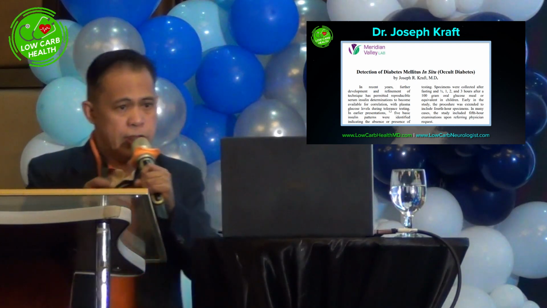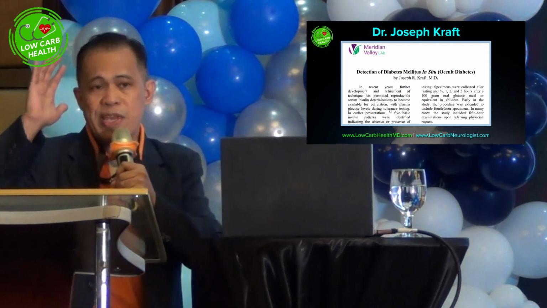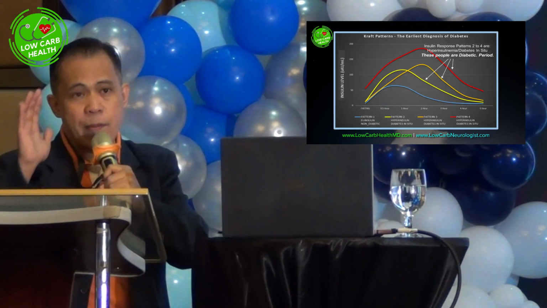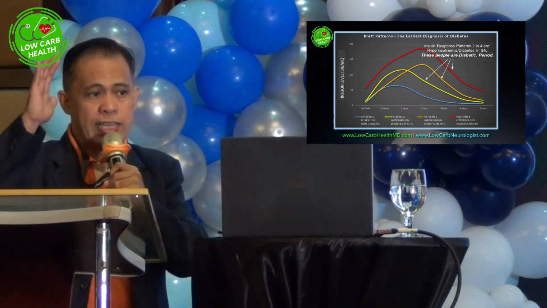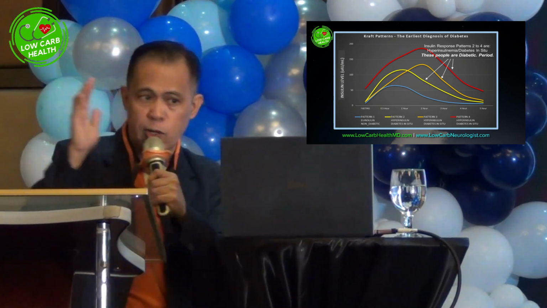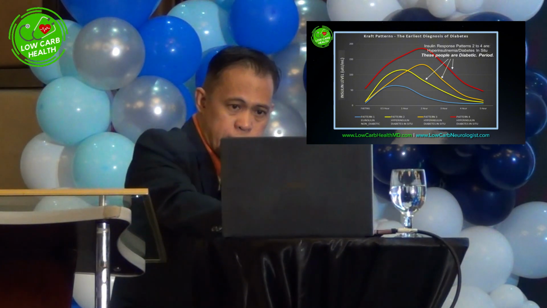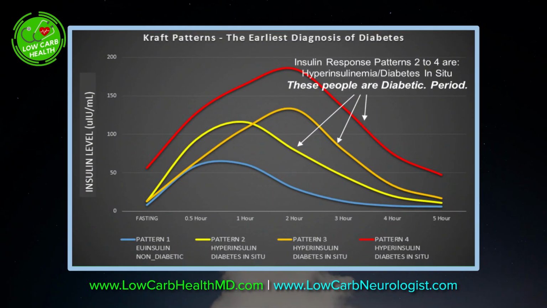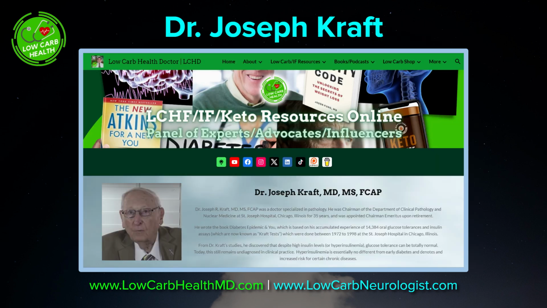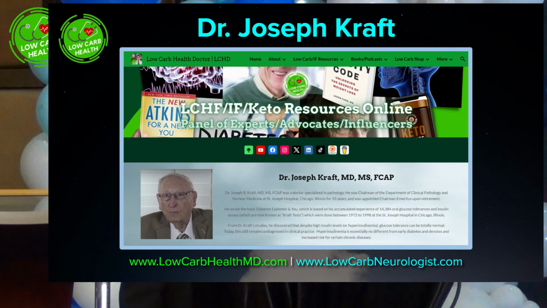So, in summary, many people, before the development of diabetes or pre-diabetes, with fasting blood sugars below 100, already have significant elevations of insulin. These are the 3 types of insulin resistance patterns that have been documented by Dr. Joseph Kraft. This will eventually develop into full-blown diabetes. Okay? And you can learn more about Dr. Joseph Kraft also in my website if you want to learn more about him.